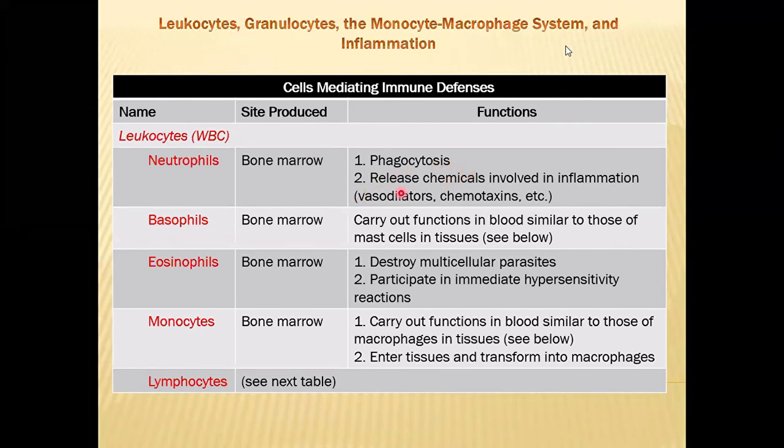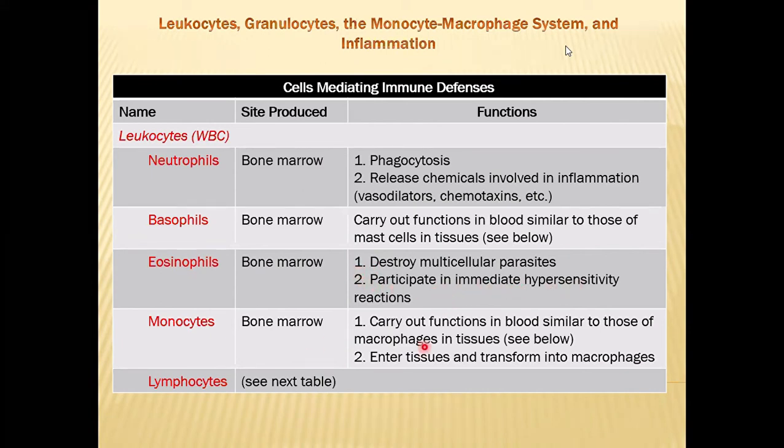The function of the neutrophil is phagocytosis, so it's one of the phagocytic cells, and it will release chemicals involved in inflammation that can cause vasodilation and chemotaxis. Then the basophils in the bone marrow carry out functions in the blood similar to those of the mast cells in the tissues. And then eosinophils destroy multicellular parasites, so in case of parasitic infection or in allergy, this one increases in value. So you have to learn the normal values to know that you are dealing with an abnormality or with a disease or an infection.